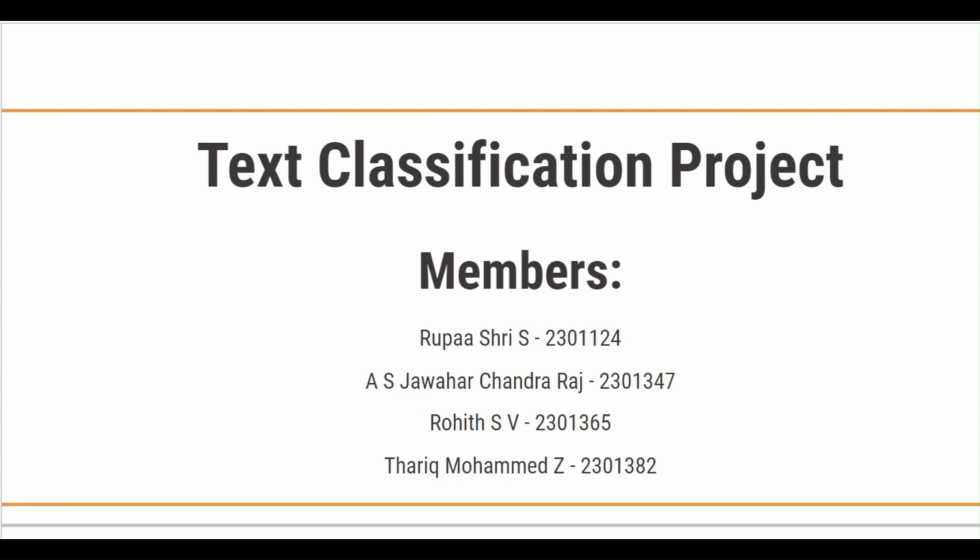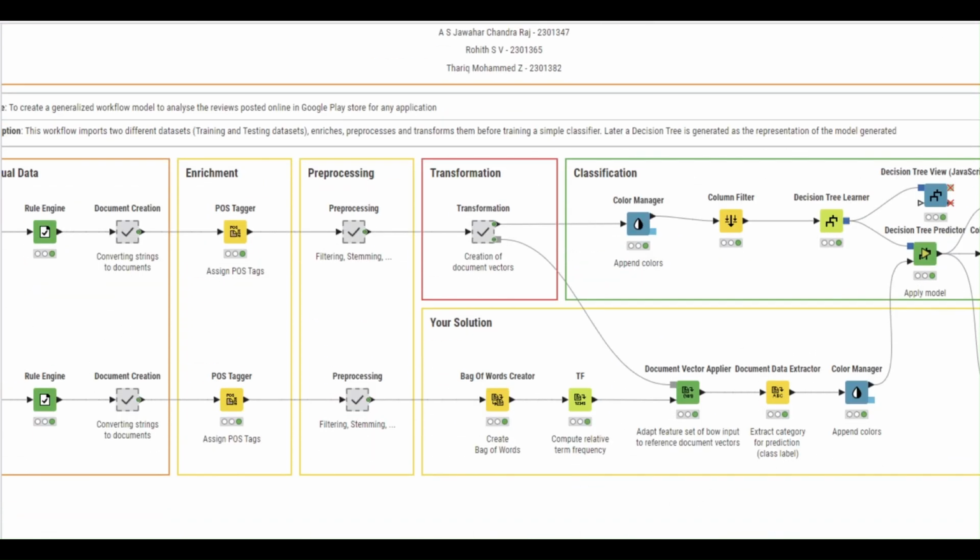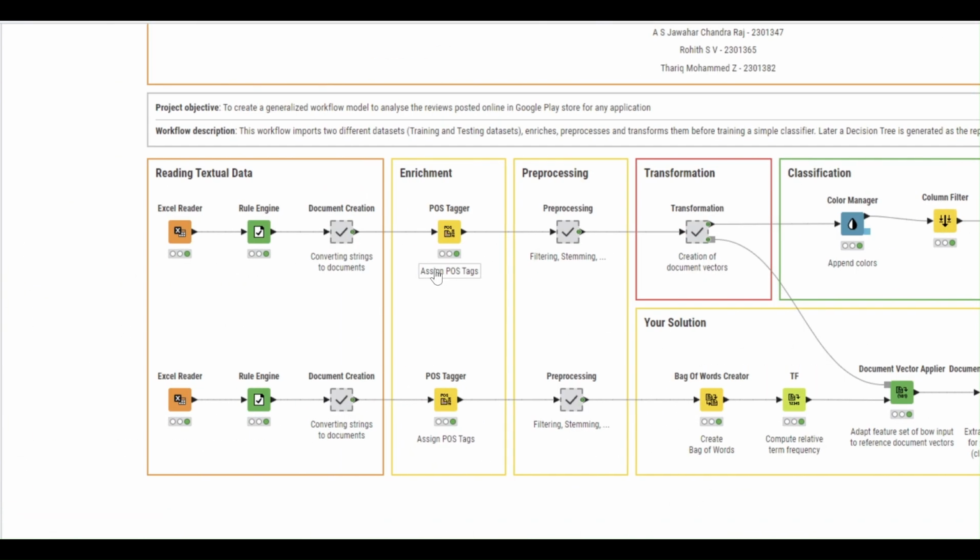Before we jump into the live execution of this workflow, let's first understand the methodology. So this workflow is classified into 6 stages: data scraping, reading textual data, enrichment, pre-processing, transformation, and classification. So in the data scraping, we scrape data from Instagram Lite in the Google Play Store. The extension that was used was Data Scraper in Chrome.